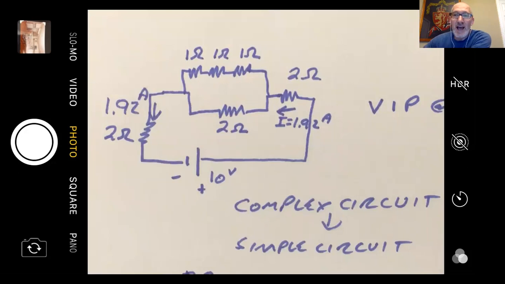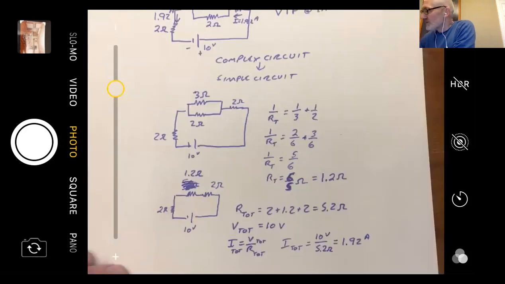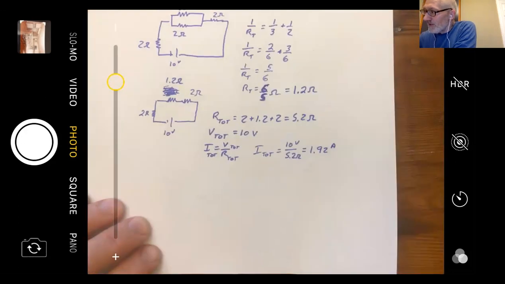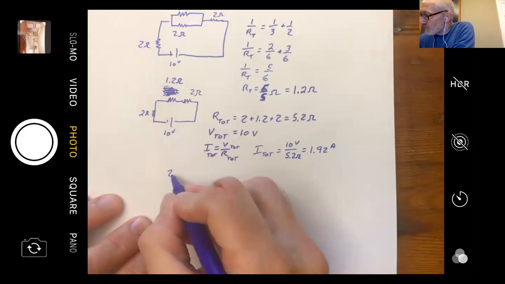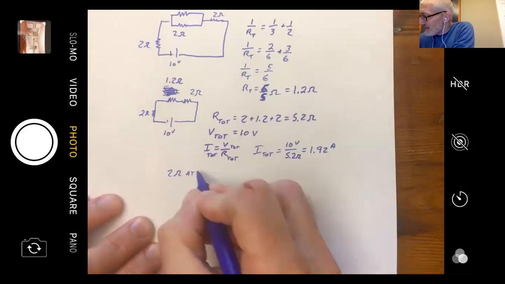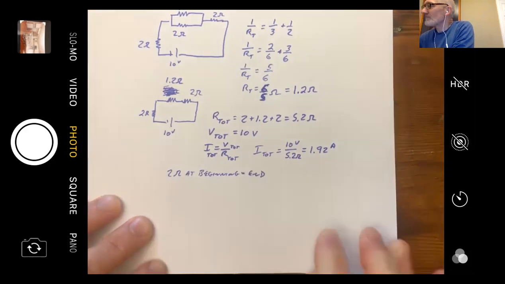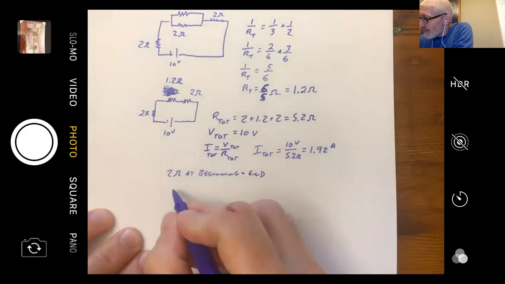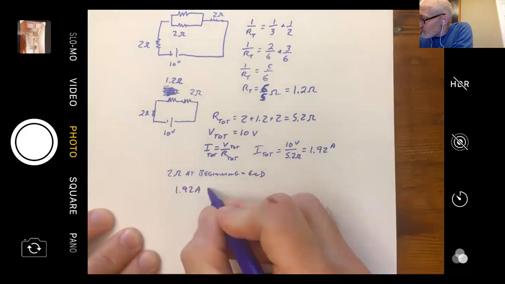So what we're going to do now is come back down here a little bit. We'll do a little bit of calculating because our ultimate goal was to figure out the voltage, the current, and the power at each resistor. So for the 2 ohm resistors at each end, the 2 ohms at the beginning and end, we know that we've got 1.92 amps going through a 2 ohm resistor.